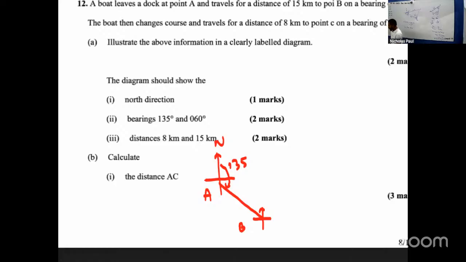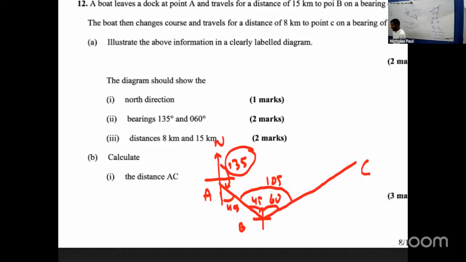Now C is on a bearing of 60, so where 60 is, here is about 60. But I want you to remember something. If here is 135, here is 45. So here should be 45, and the whole angle is how much? 105. And when it takes it to C, you draw a line and connect it up. And we have AB. AB was 15.